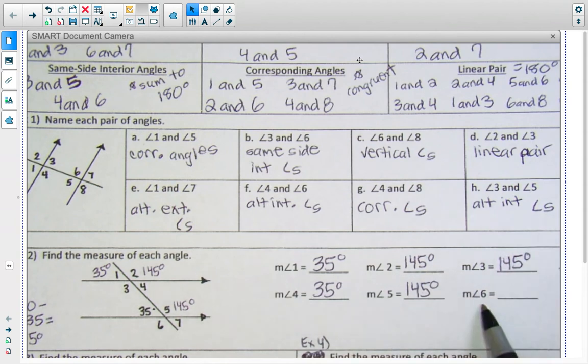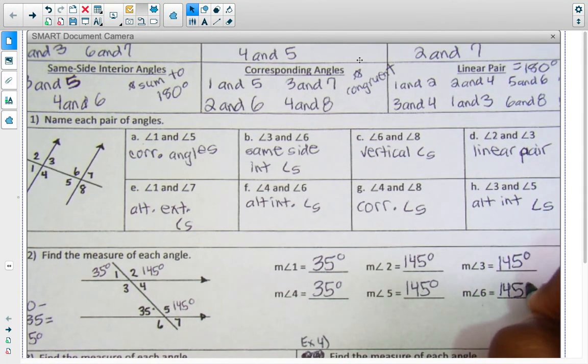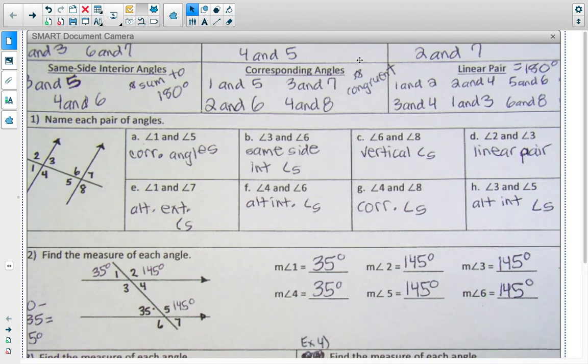And the last one, to measure angle 6. Again, I got another vertical angle going on here. So these two were a linear pair. These two are a vertical angle where my pen is moving there. So vertical angles are congruent to one another. So 145 degrees. So just like that, we were able to find the different angle measures, and all we were given was one specific angle measure.